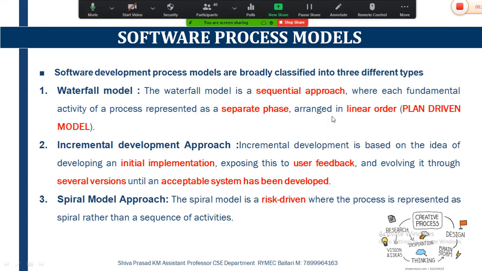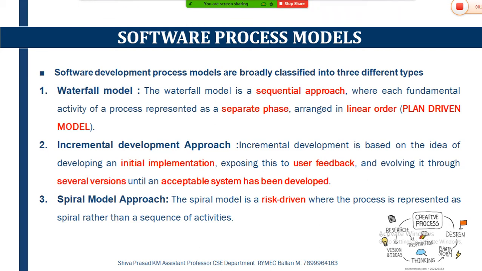Without applying any method for any development process or any kind of operation, it's impossible for me to develop a product. So the software development process model in general speaks about a descriptive approach of designing and developing a product in a systematic manner. And this software process model is broadly classified into three different types: the waterfall model, the incremental development approach, and the spiral model.